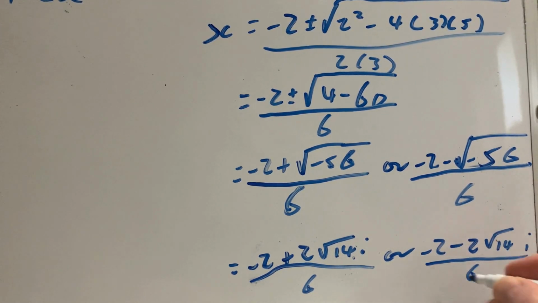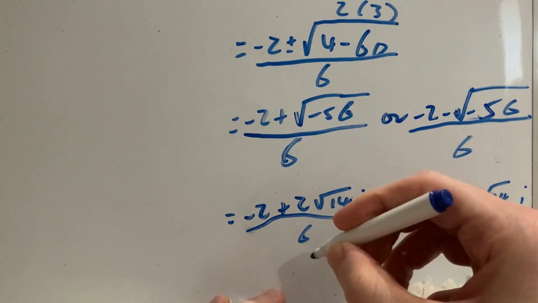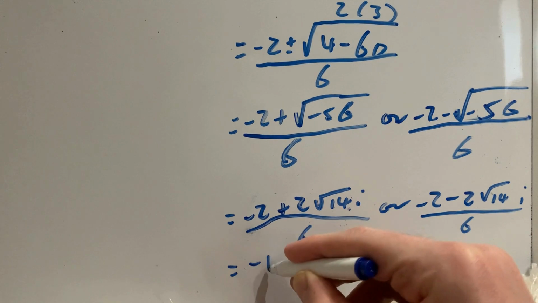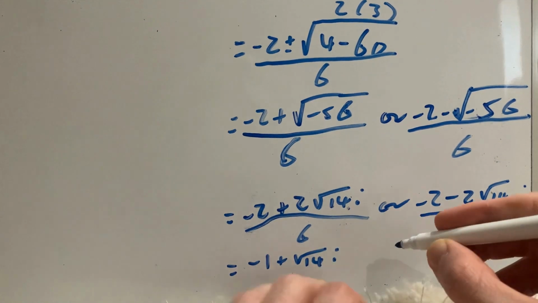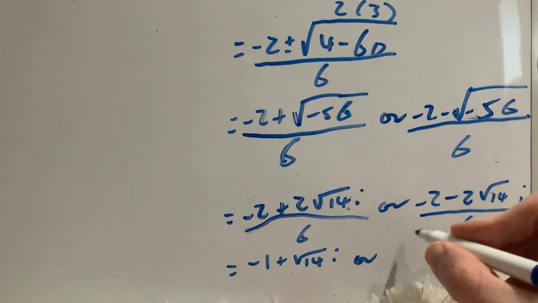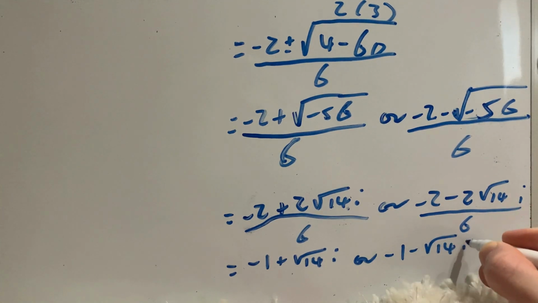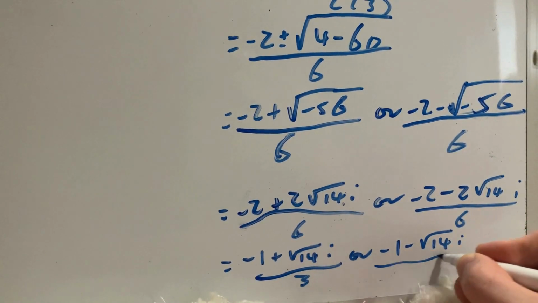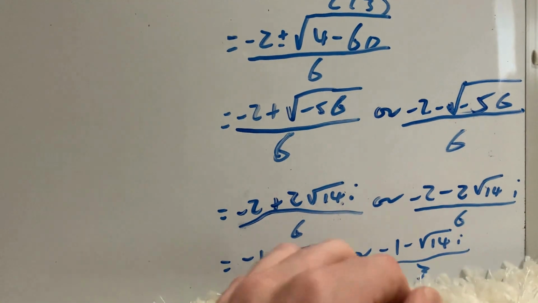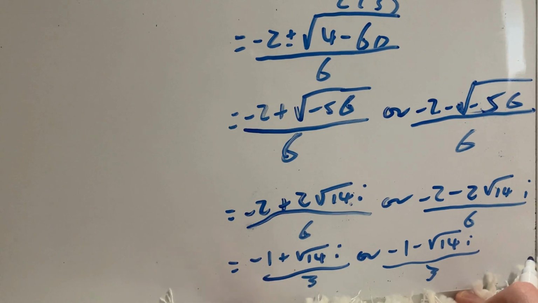And then finally we can simplify that a bit more. We can divide top and bottom by 2. So we get minus 1 plus root 14 i, or minus 1 minus root 14 i, over 3. Sorry, over 3 for both of them. Yeah, we're really running out of room here. So if you know what imaginary numbers are, those are the solutions. That's what x equals for both of them.